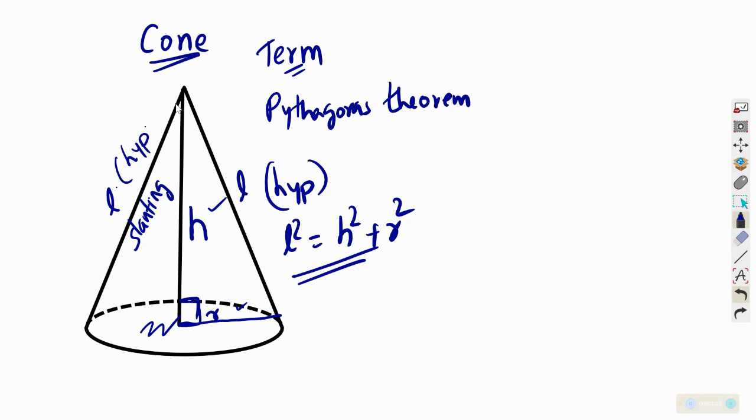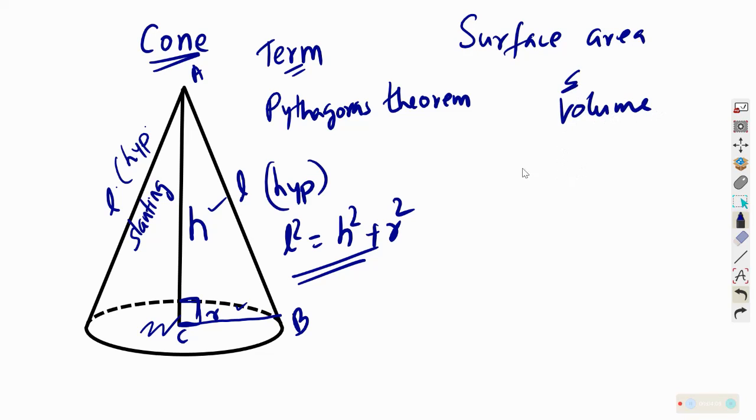You can name this as a triangle like A, B and C as center here, and name it, and accordingly you can explain how this slant height can be calculated using Pythagoras theorem. But that is not our work. Our work is to find out the surface area and volume of all these figures. Here it is a cone.